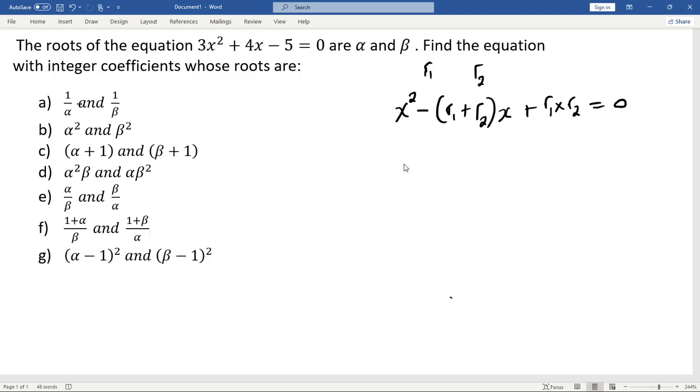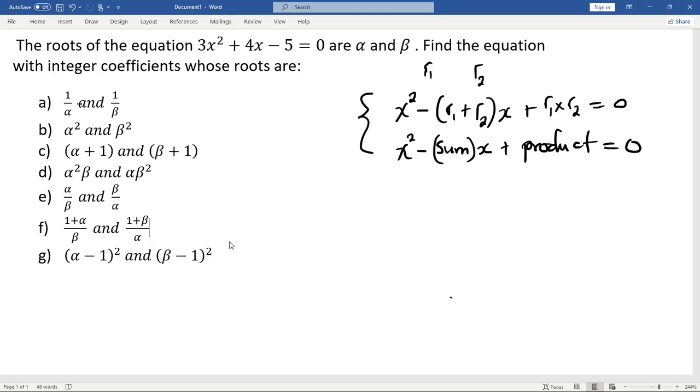So the equation that we're going to use to answer everything below here is simply x squared minus the sum of the roots multiplied by x plus the product of the roots equal to 0. Okay, so this is the expression that we're going to use throughout to answer everything that we have below here.